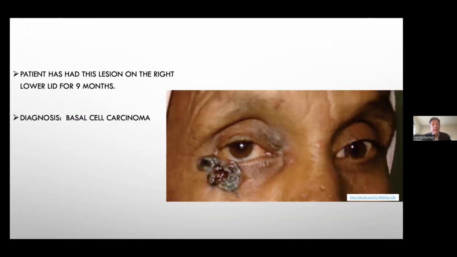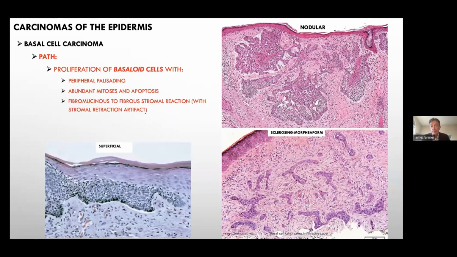So this patient has had a lesion on the right lower eyelid for 9 months. This is a pretty classic example of a basal cell carcinoma. Again, with the sun exposure that we have, certainly in Canada, I imagine similar to the Caribbean, we see many, many of these in our patients.